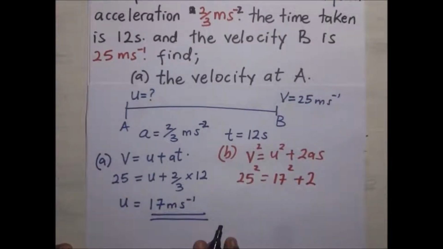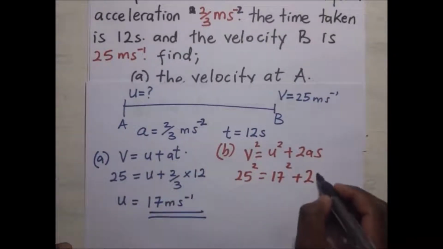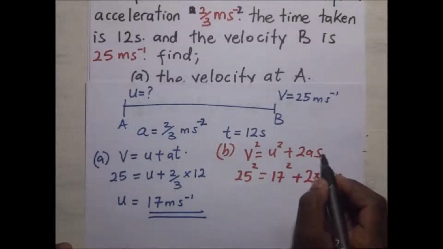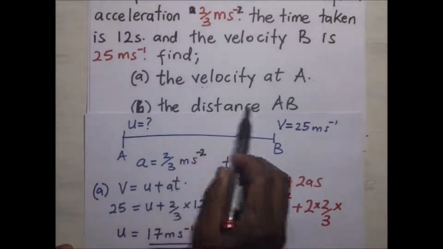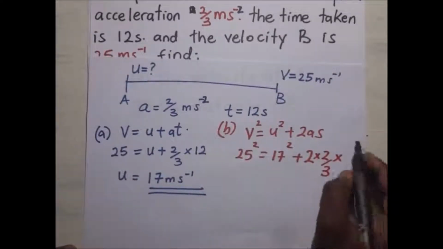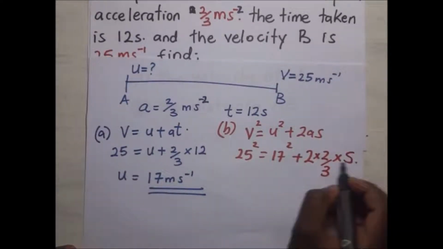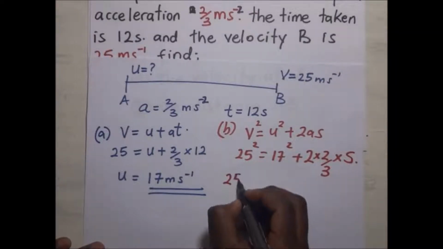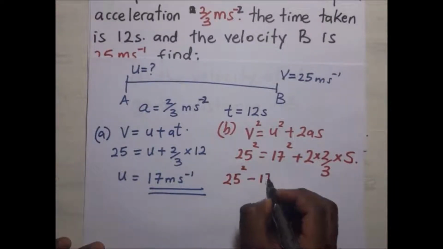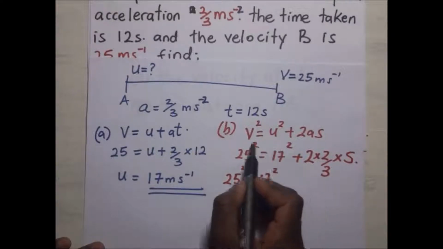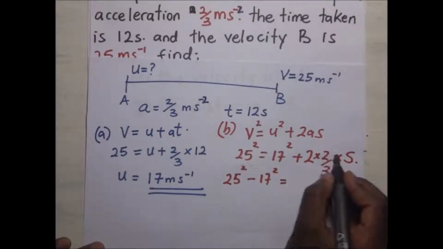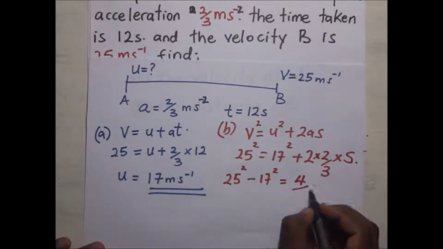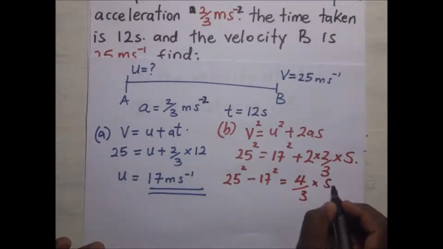Now we have our acceleration as 2/3 meters per second squared. So times 2/3 times the distance. Now it is the distance we are looking for, the distance of AB. So the distance, we shall leave it as S. So when we make S the subject of the formula, this is going to end up in 25 squared minus 17 squared. We have shifted that 17 to come this way. Is going to be equal to, here we remain with 2 times 2 is 4/3 times S.